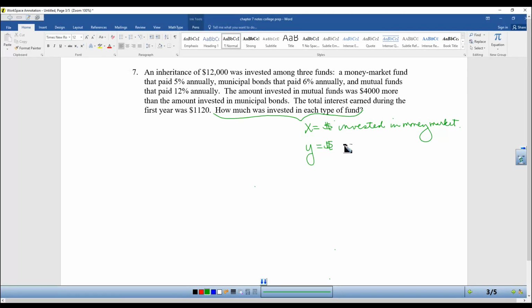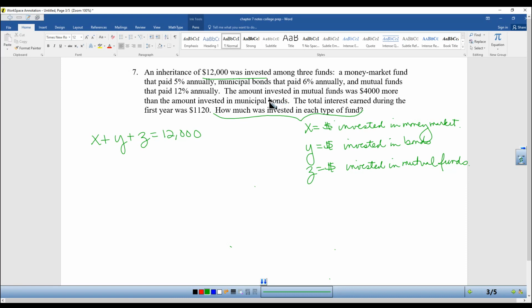Y is the money invested in bonds, and Z is the money invested in mutual funds. So use the question to define your variables. And now we need to write our equations. So the first piece of information is that 12,000 was invested. There we go. X plus Y plus Z is 12,000. That's how much money you invested altogether.